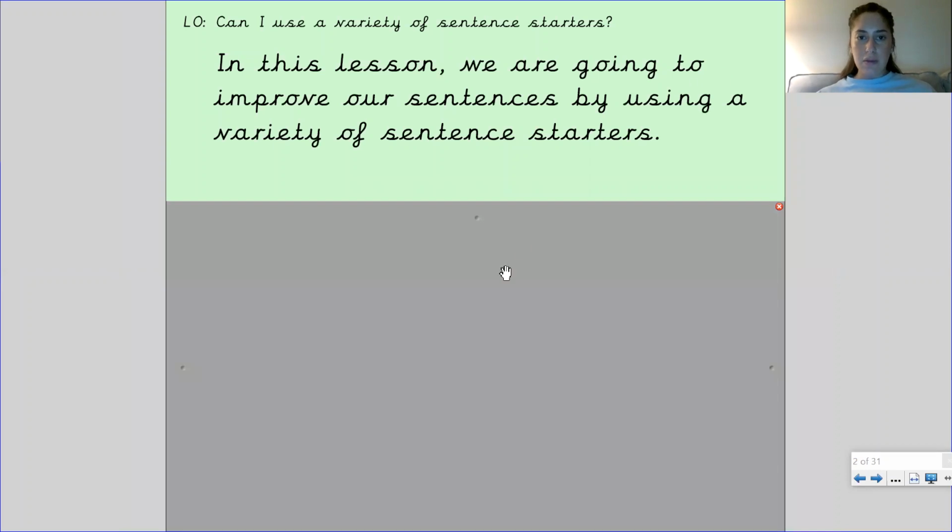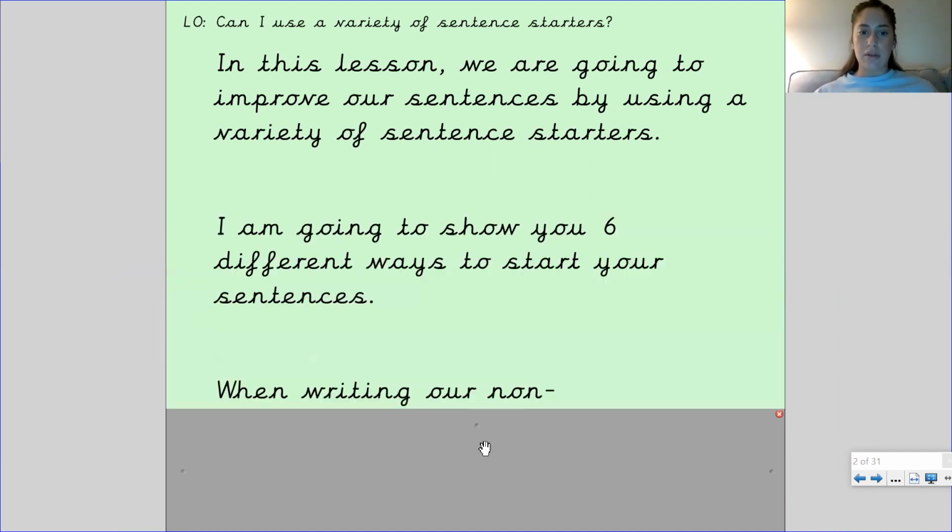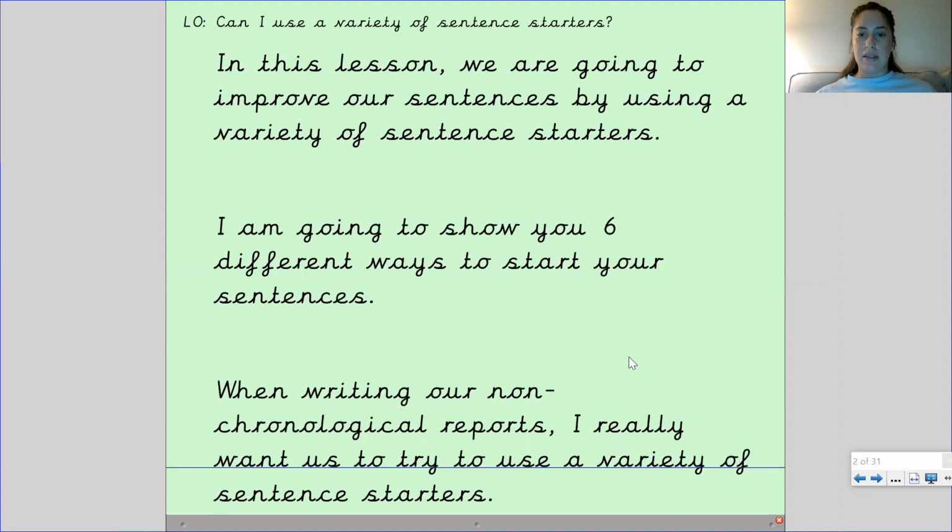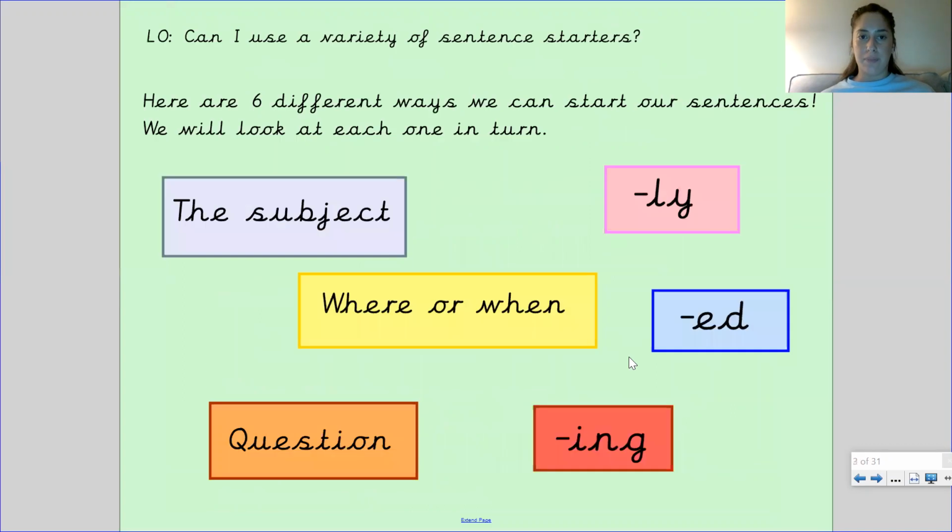So, we're going to improve our sentences by using a variety of sentence starters. And we're going to explore 6 different ways to start sentences, and then I'll show you examples of how to use each one. When writing our non-chronological report, I would really want us to try and be more creative with the way that we start our sentences, to sound less repetitive and to challenge ourselves even more. So here are the 6 different ways.